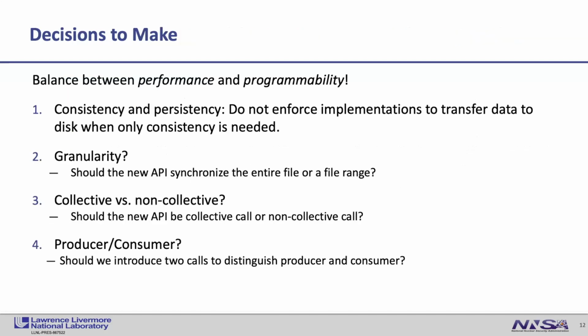There are many decisions to make if you want to introduce new synchronization functions to the MPI standard. This is the issue I have shown for MPI file sync, and the same decisions apply to any new synchronization function. For example, do you want consistency or persistency? For this scenario, we only need consistency. Granularity: do you want to synchronize an entire file or a subset of the file? Collective or non-collective? Whether you want to be able to recognize producer or consumer, or just a single call. So many decisions to make. So we proposed a few alternative designs, shown in the next few slides.